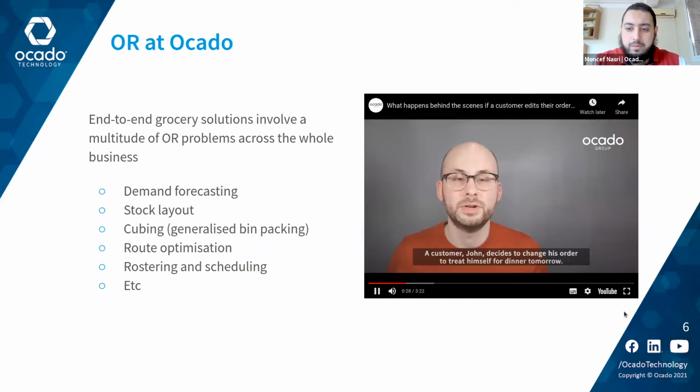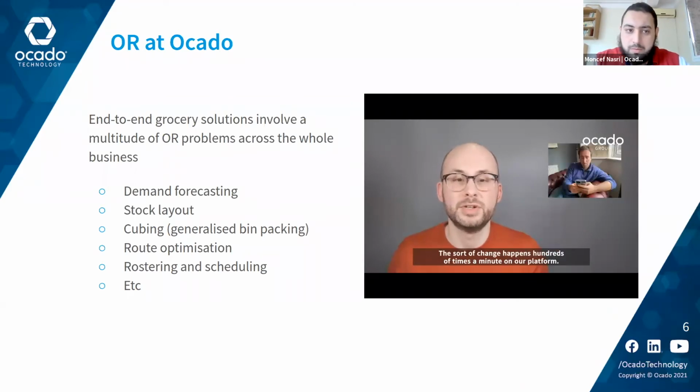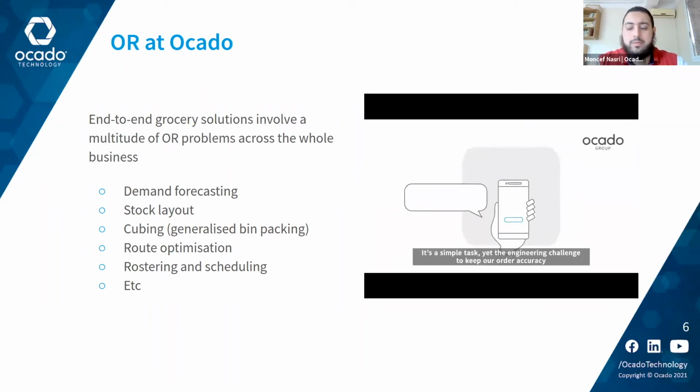A customer, John, decides to change his order to treat himself for dinner tomorrow. He gets a steak and a bottle of wine and a chocolate dessert, the sort of change that happens hundreds of times a minute on our platform. It's a simple task, yet the engineering challenge to keep our order accuracy and on-time delivery promises for all our customers is extraordinary.